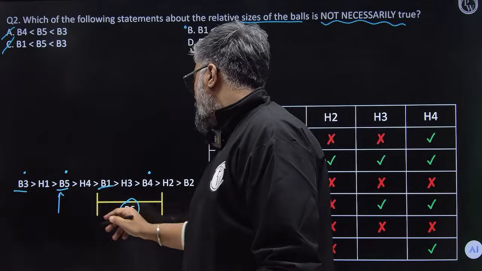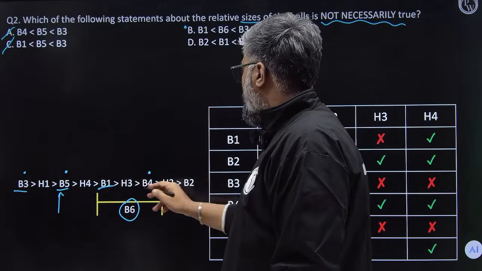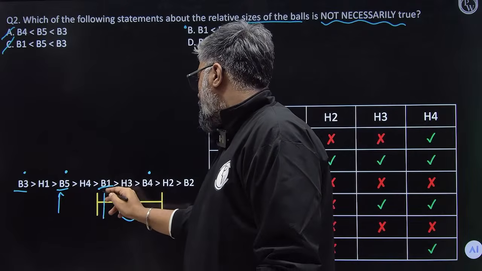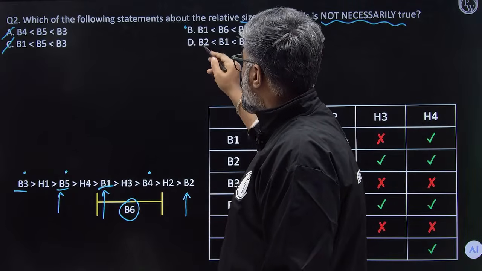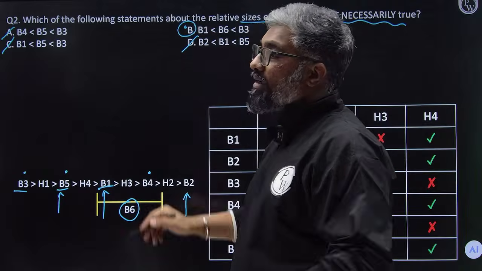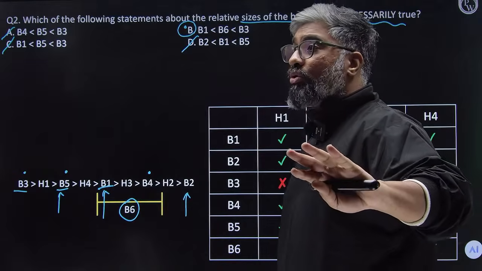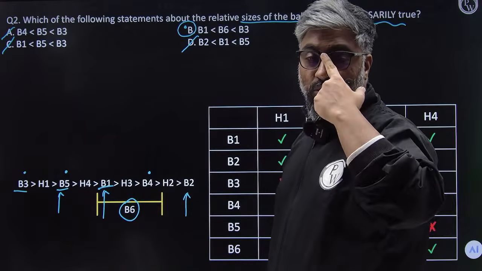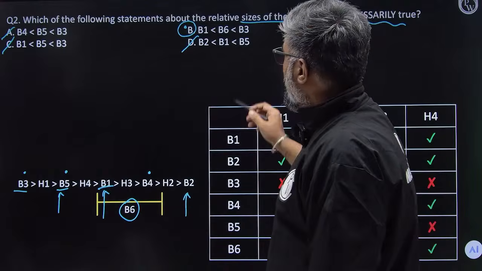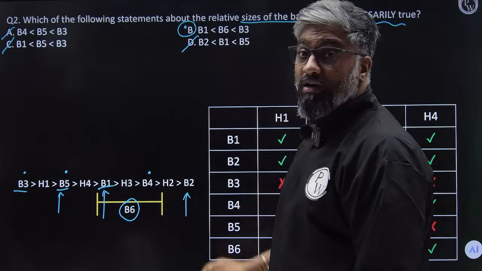B5, B2, B5, B1, and then B2. This is also true. This is the only one that may not be true. Could be true, could not be true. Yes, it could be true, could not be true. Why? Because I don't know the relation between B1 and B6.